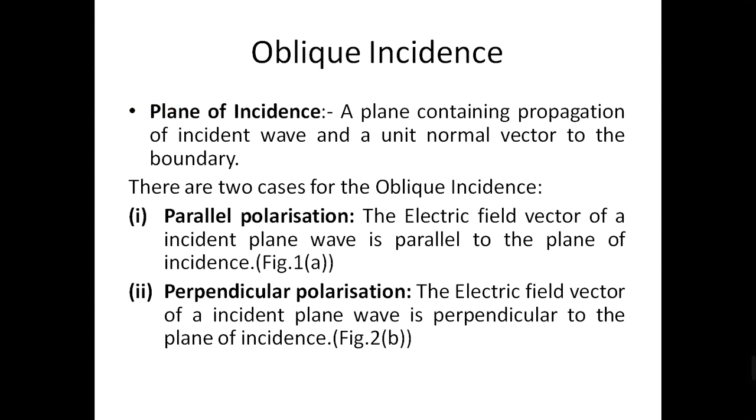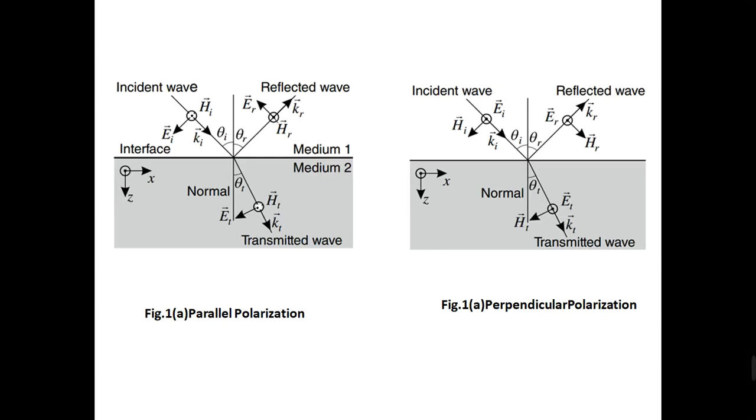First one is parallel polarization, which can also be called vertical polarization, in which the electric field vector of an incident wave is parallel to the plane of incidence. And another case is perpendicular polarization, which can also be called horizontal polarization, in which the electric field vector of an incident wave is perpendicular to the plane of incidence. You can see this in the figure.